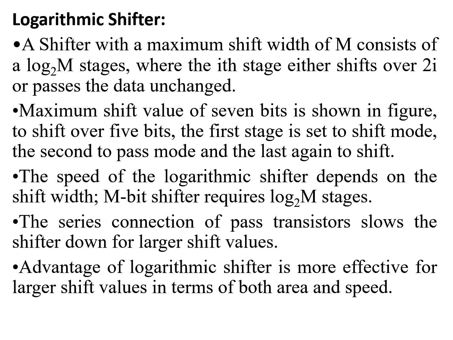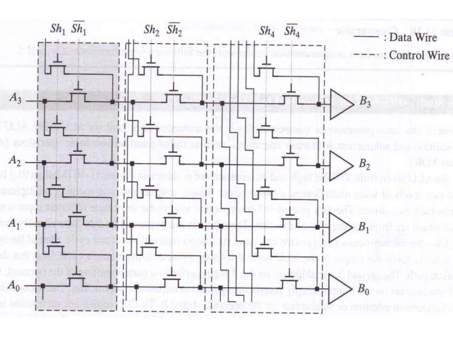The speed of the logarithmic shifter depends on the shift width, and an m-bit shifter requires log m to the base 2 stages. The series connection of pass transistors slows the shifter down for larger shift values. The advantage of the logarithmic shifter is that it is more effective for larger shift values in terms of both area as well as speed. So the diagram represents a logarithmic shifter.